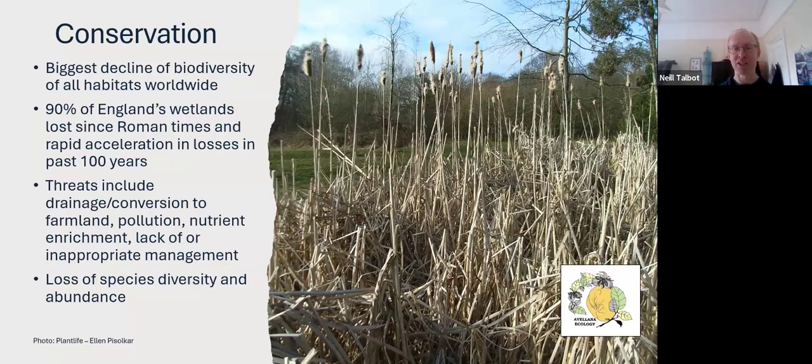So some areas that have a good range of aquatic or wetland plants may be unmanaged and revert and succeed to wet woodland and lose some of the interesting species. Even though wet woodland is a good habitat, it can also result in the loss of some rare species, and overall the loss of species diversity and abundance is obviously a big issue for wetland plants and wetland fauna as well.